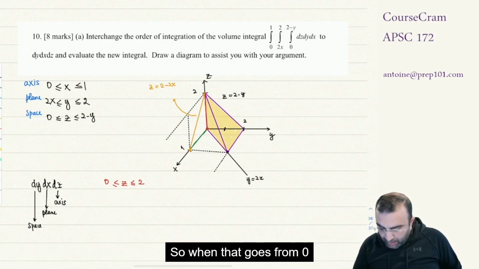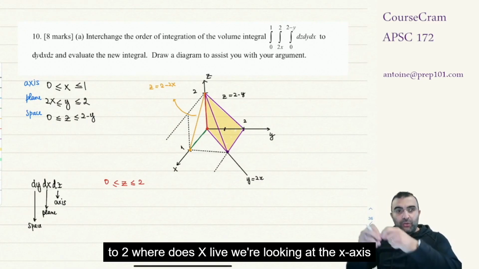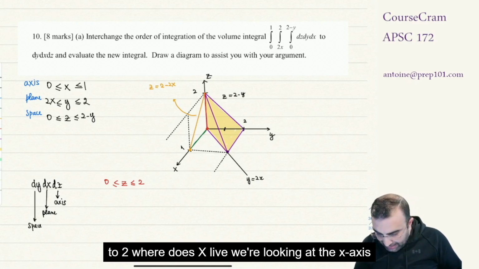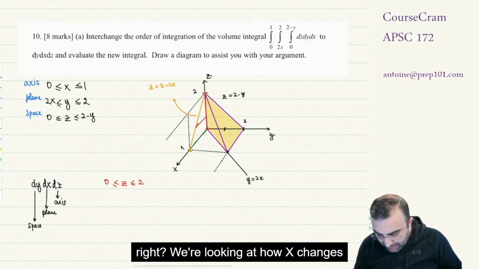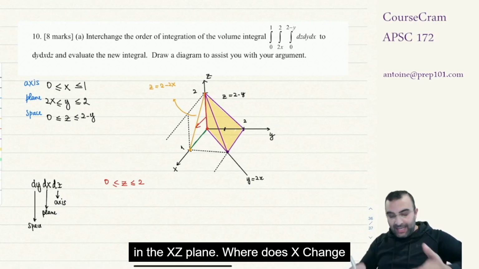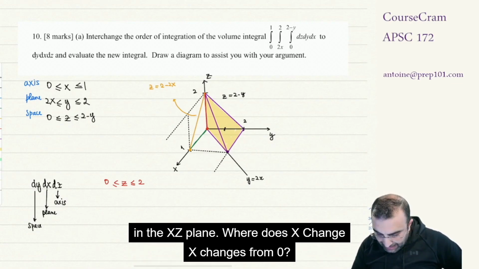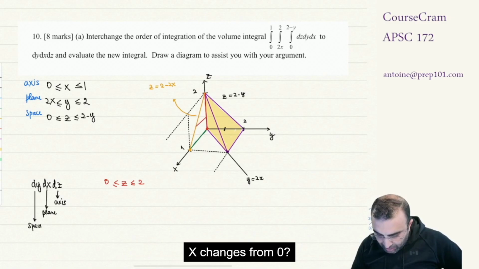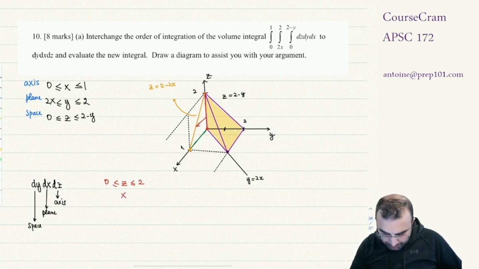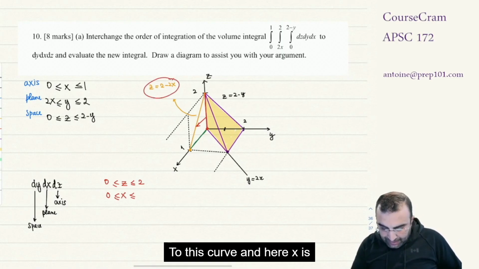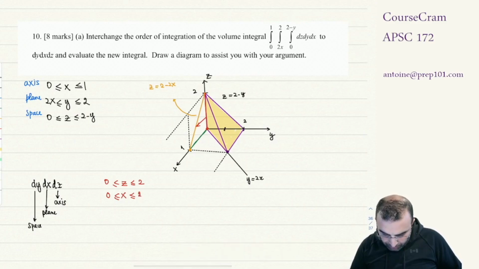So when z goes from 0 to 2, where does x live? We're looking at the x-axis, at how x changes in the xz plane. Where does x change? X changes from 0 to this curve, and here x is equal to 2 minus z over 2.